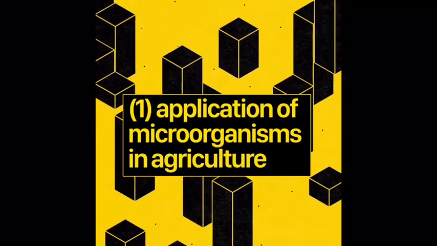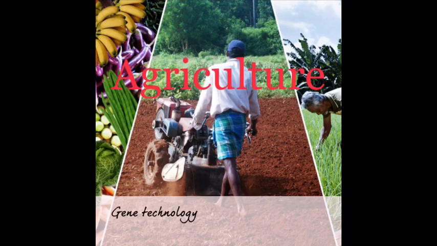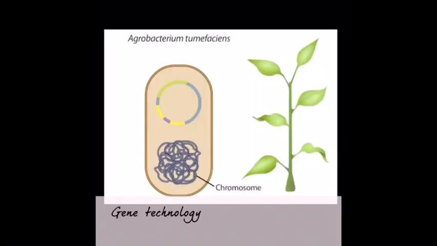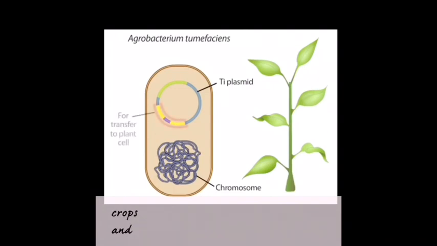Application of microorganisms in agriculture. Gene technology, nitrogen fixation, producing compost and biopesticides. Gene technology is used to produce drought resistant crops and pest resistant crops and crops with high nutrient value and taste.